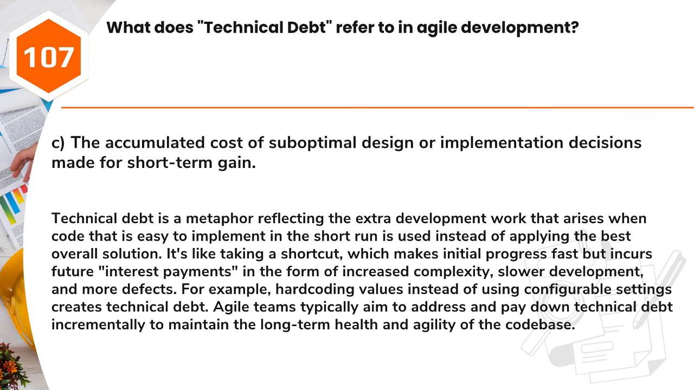Answer: C. The accumulated cost of suboptimal design or implementation decisions made for short-term gain. Technical debt is a metaphor reflecting the extra development work that arises when code that is easy to implement in the short run is used instead of applying the best overall solution. It's like taking a shortcut, which makes initial progress fast but incurs future interest payments in the form of increased complexity, slower development, and more defects. For example, hard coding values instead of using configurable settings creates technical debt. Agile teams typically aim to address and pay down technical debt incrementally to maintain the long-term health and agility of the codebase.